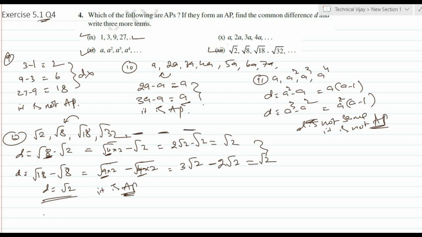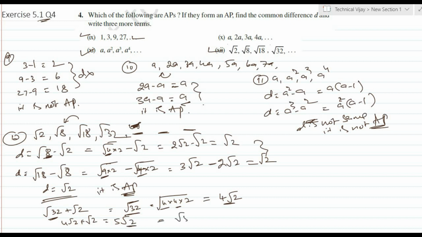Okay, so root 32 plus root 2, which is equal to, see, root 32 can be written as root 4 into 8, we can write as root 16 into 2. So root 16 can be written as 4 root 2. Okay, this is 4 root 2. So 4 root 2 plus root 2, which is equal to 5 root 2, written as 5 root 2, or otherwise root 50 also we can write. Because 5 if you go inside, it will become 5 5 is 25. 25 into 2, 50. So this can be written as root 50.